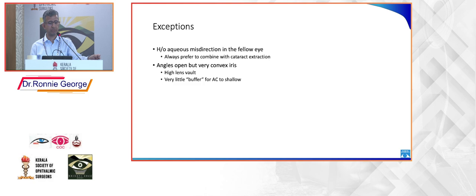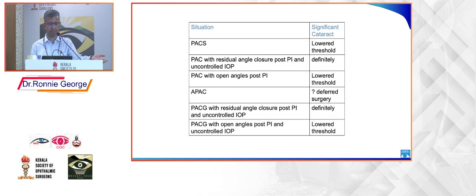There are some exceptions to the rule. If there is a history of aqueous misdirection in the fellow eye, I would always prefer to combine with a cataract extraction, even if the cataract is very early, because it becomes easier to manage these eyes. If the angles are open post-iridectomy, but you have a very convex iris, there's a high lens vault, there's very little buffer for the AC to shallow if you do a trab alone, so combine with a cataract surgery, even if your IOPs are okay.